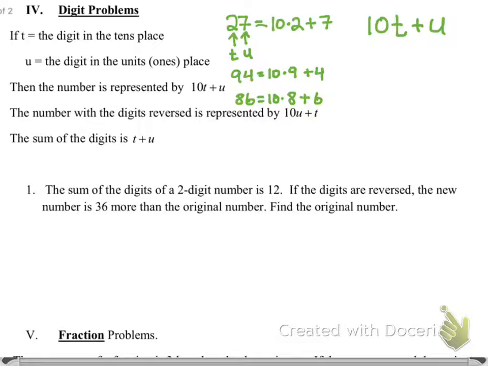Now, the sum of the digits means if I just take my two numbers and do 9 plus 4, or just t plus u. That's the sum of the digits, t plus u.